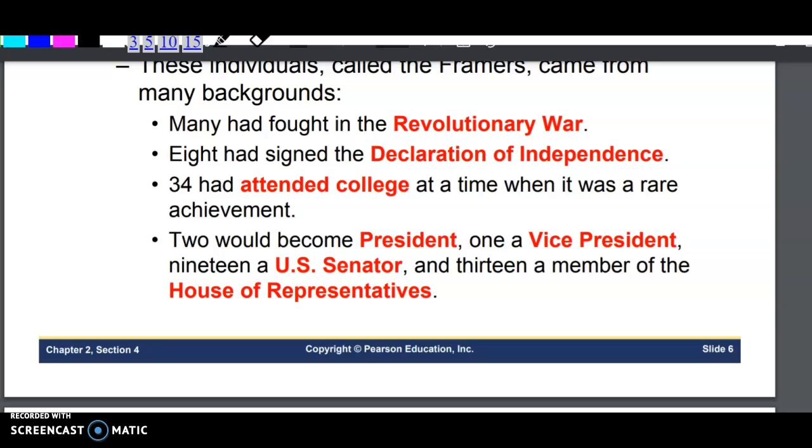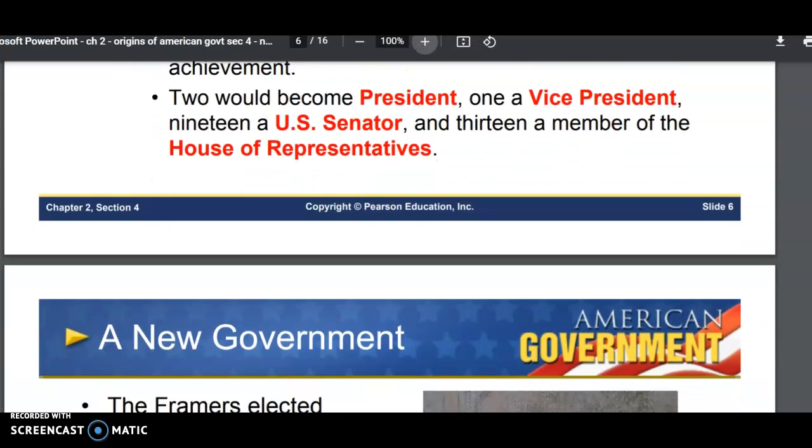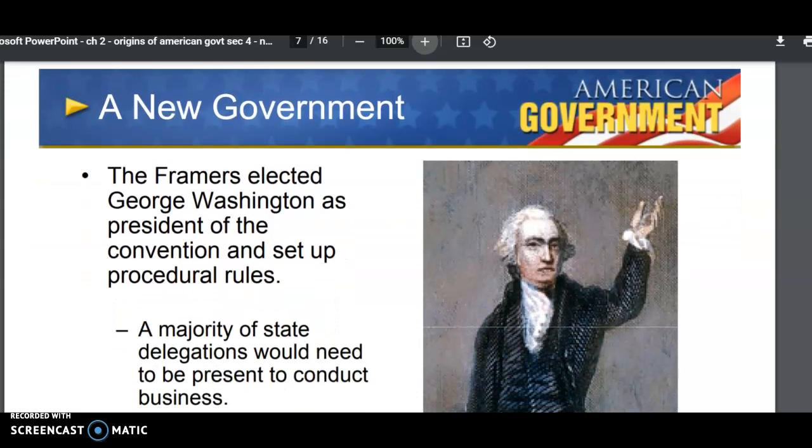We're not going to write this entire last bullet, but what you do need to know is that 2 of the framers would become president of the United States, and that 1 would become a vice president. 19 would become U.S. senators, and 13 would become members of the House of Representatives. So a lot of the framers did go on after the Constitution was written to become popular politicians.